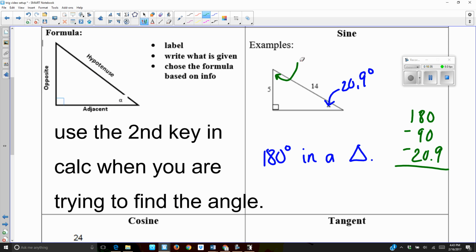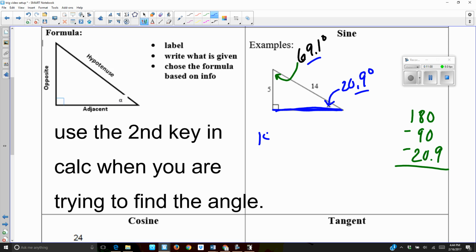So that means this missing angle is approximately 69.1 degrees. If they ask you to find the third side of the triangle, again, you could use trig, just like we have been. You could use either one of these angles to do it. Or, since you know two sides of a right triangle, you can use the Pythagorean theorem to find the third side.